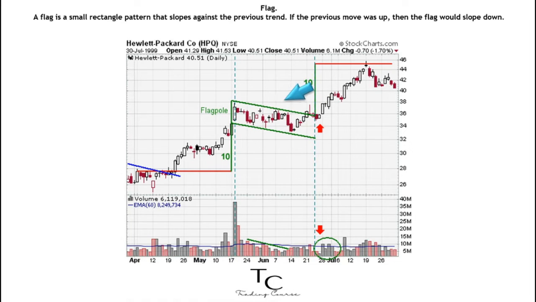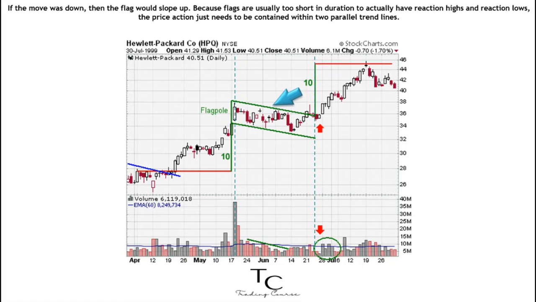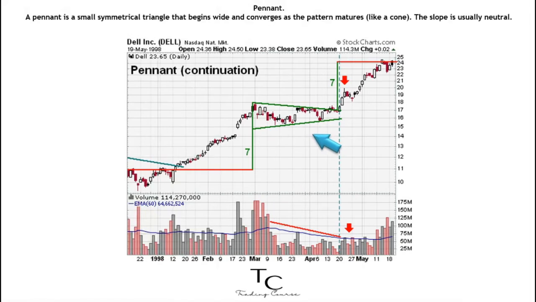Flag. A flag is a small rectangle pattern that slopes against the previous trend. If the previous move was up, then the flag would slope down. If the move was down, then the flag would slope up. Because flags are usually too short in duration to actually have reaction highs and reaction lows, the price action just needs to be contained within two parallel trend lines.